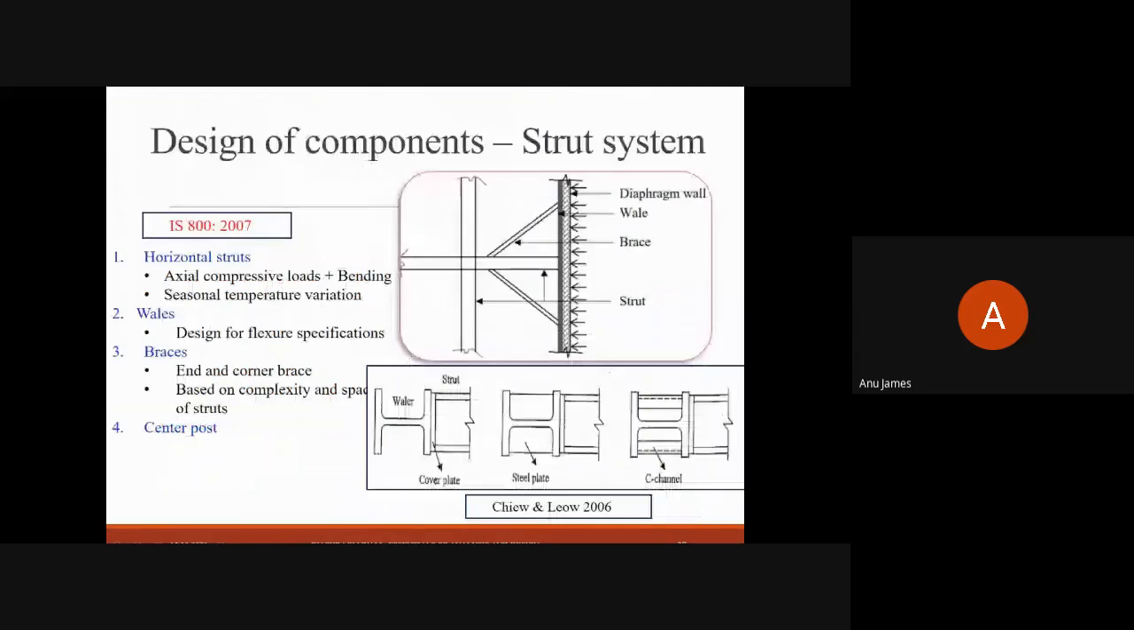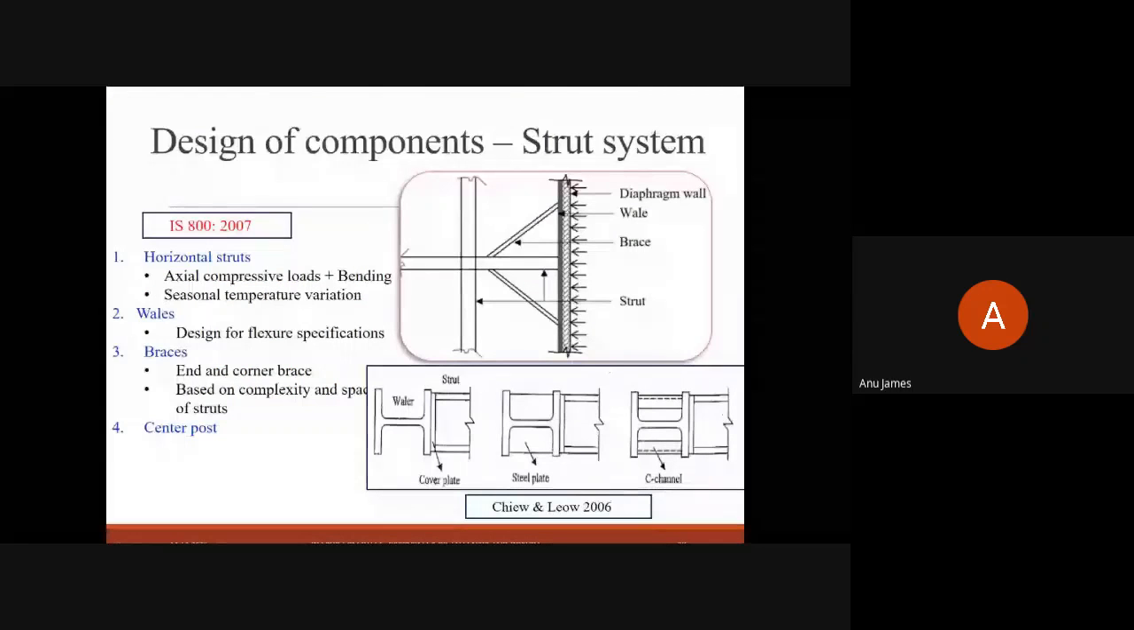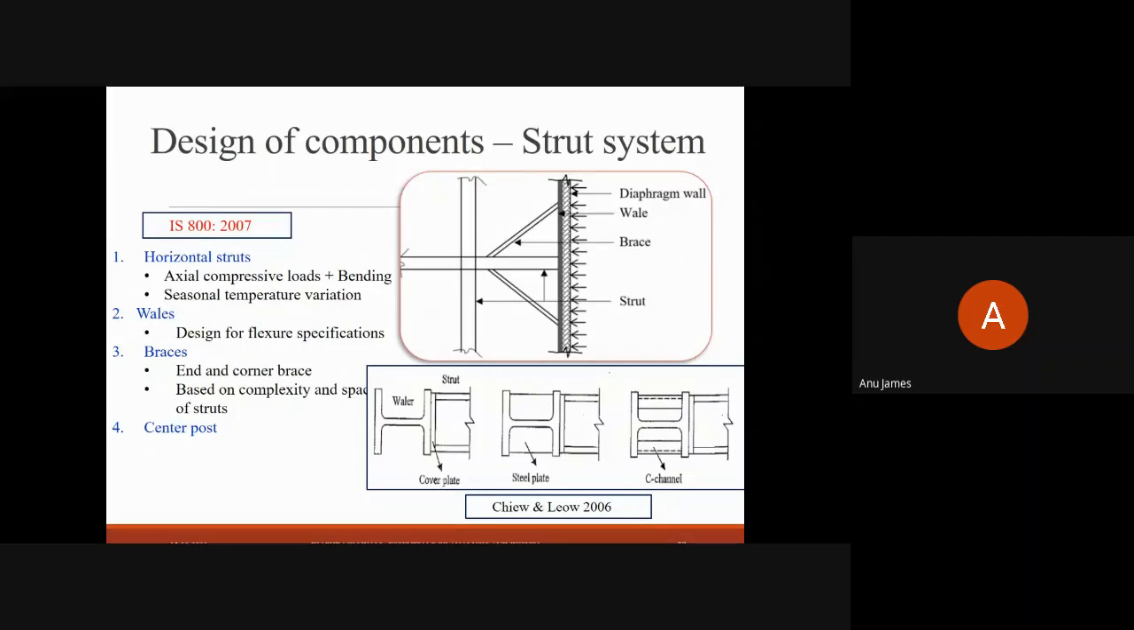Next, we can move on to the different components of a strut system. The design of the strut system components should conform with IS 800-2007. The different components include the horizontal struts, whale elements, braces, and center post. Horizontal struts are the elements which provide the lateral support to the retaining system.